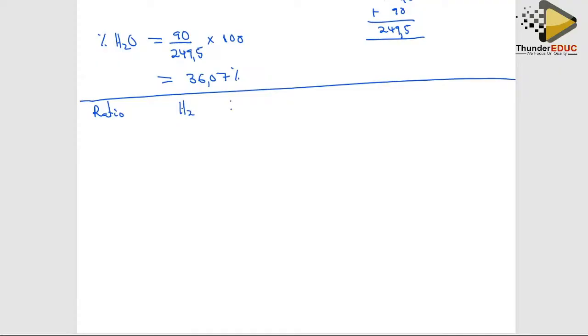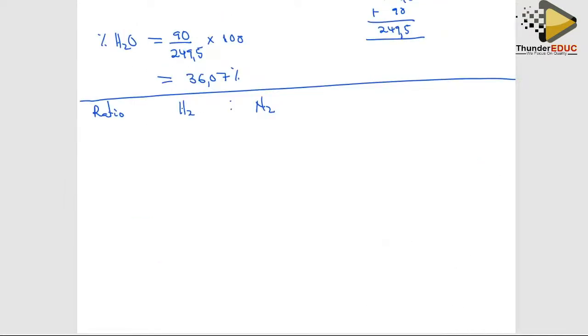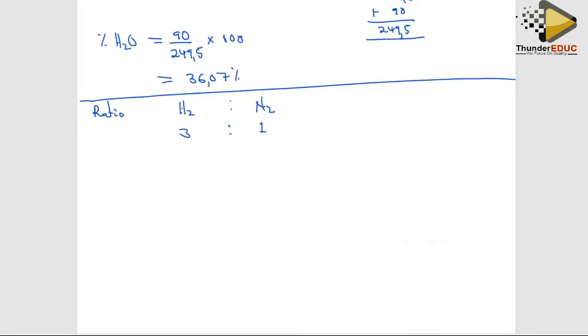So the ratio of H2 versus N2, like that. In terms of this balanced equation, we can see the ratio there is 3 is to 1. So I'm going to say on this side 3, then on this other side, I'm going to get a value of 1. Right after that, what else do I have? They are saying 12 and 6 is actually used. Therefore, on this side is 12, and this side is going to be 6, 12 and a 6 like that.